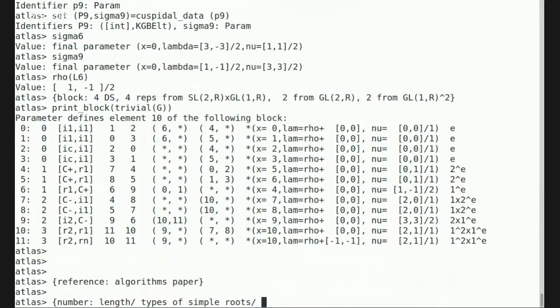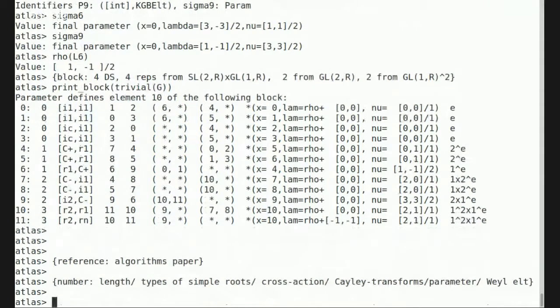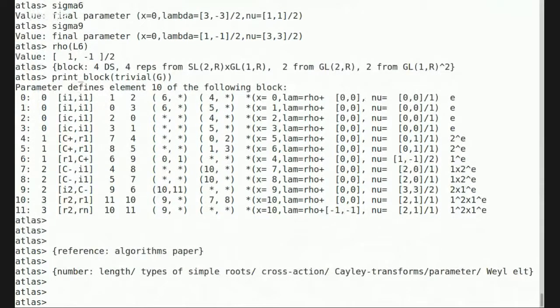And then there are the next two columns, the number of roots. There's a column for each simple root. The next two columns are the cross action. And then after that, the next two columns are the Cayley transforms. And then there's the parameter itself. And then finally, at the very end, there's a vogan group element. Okay, so let's look at these things in turn.